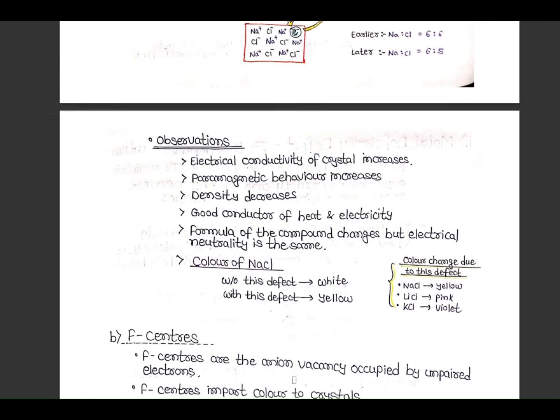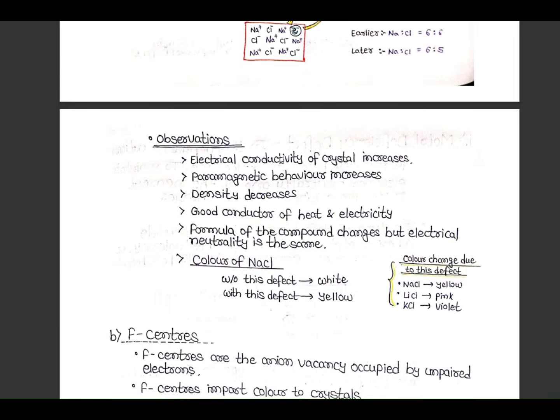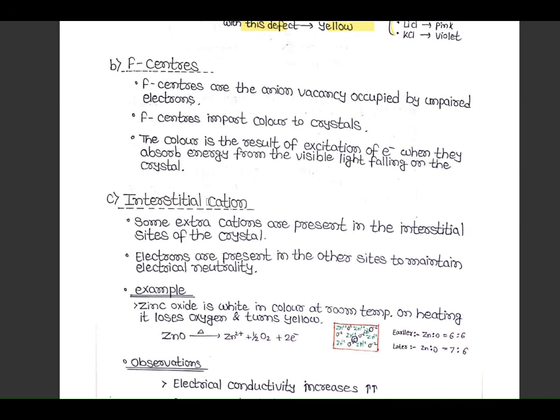Now observation: electrical conductivity of the crystal increases, paramagnetic behavior increases, density decreases, good conductor of heat and electricity. The formula of the compound changes but electrical neutrality is the same. Color of NaCl: without this defect, the color of NaCl is white, and with this defect, the color of NaCl is yellow.